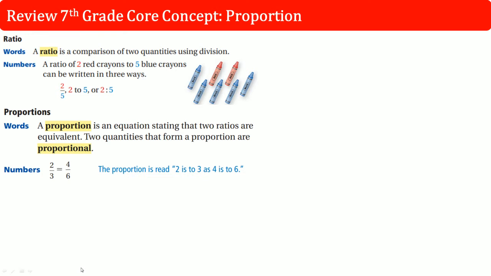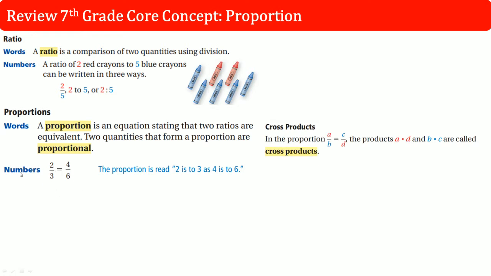The unique part about a ratio is that if two ratios are the same, you can put them into an equal sign. When you set two ratios equal to each other, they become a proportion. So a proportion is basically an equation that states that the two ratios are equivalent. That means the left ratio is equal to the right ratio.